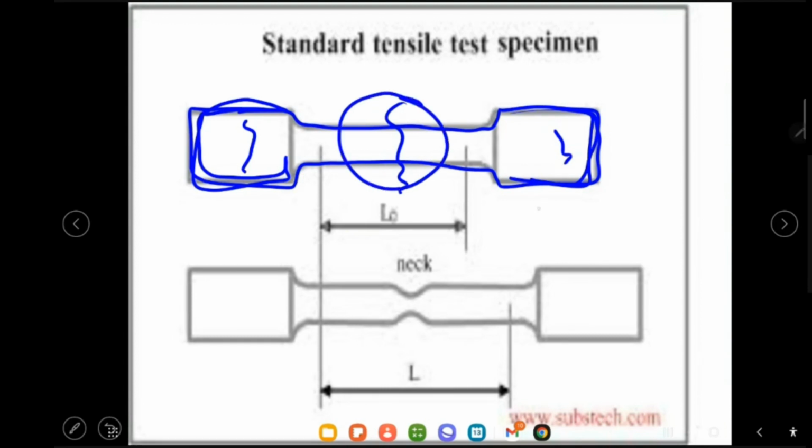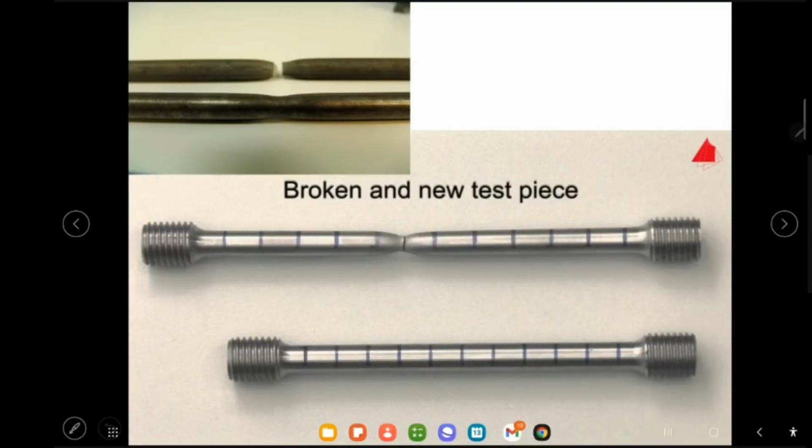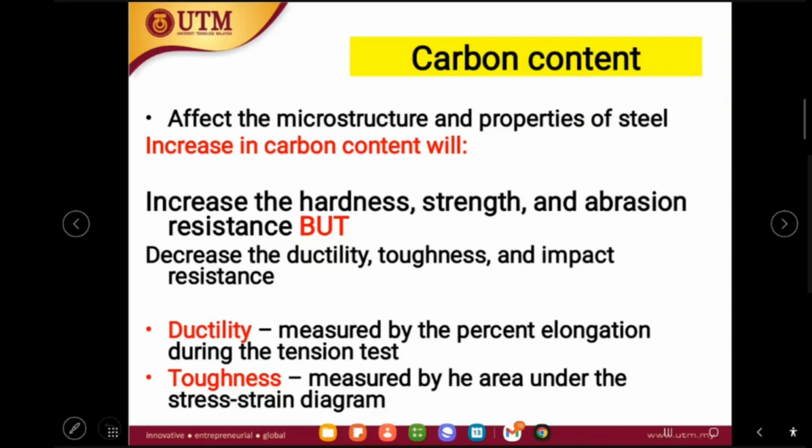So this is what we call a coupon. All right, so this is how it looks like, the test of the broken tensile steel.